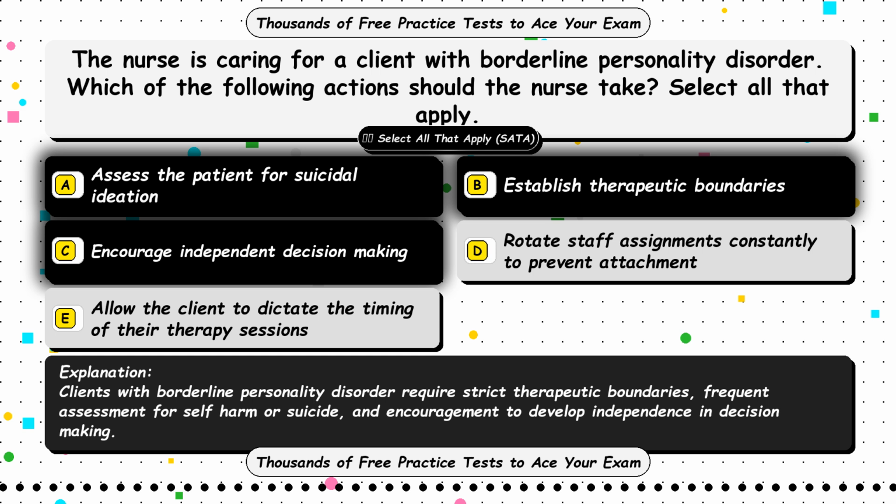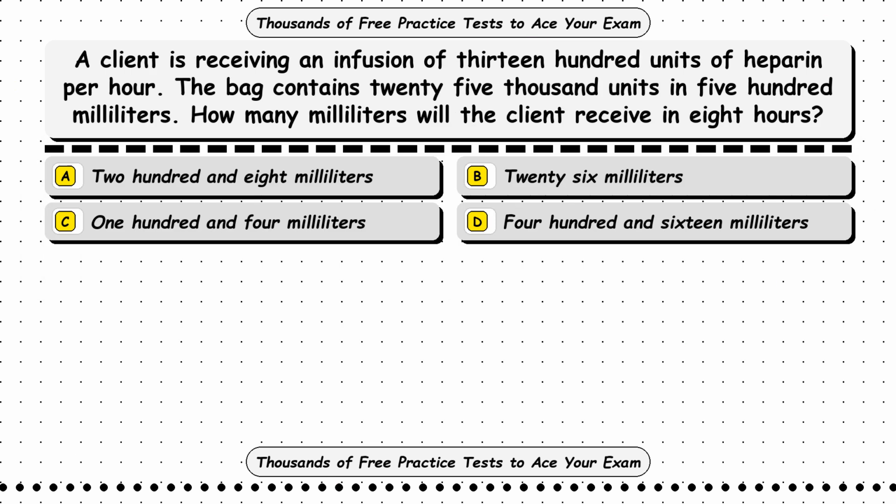Question 72. A client is receiving an infusion of 1,300 units of heparin per hour. The bag contains 25,000 units in 500 milliliters. How many milliliters will the client receive in 8 hours? Option A. 208 milliliters. Option B. 26 milliliters. Option C. 104 milliliters. Option D. 416 milliliters.